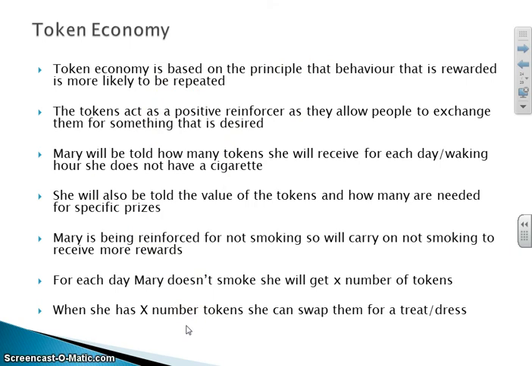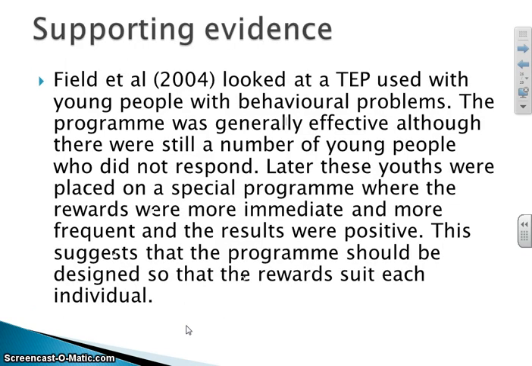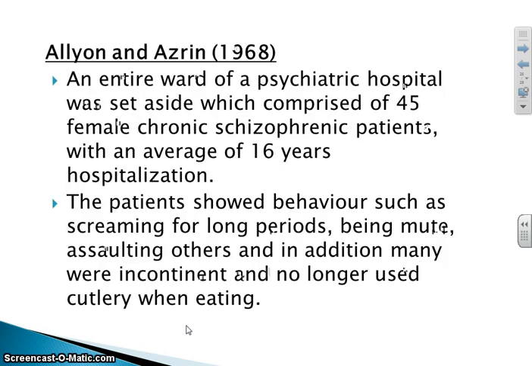I'm just going to quickly go through a couple of evaluation points. There are more. We did more in class, but just some of the supporting bits of evidence. So Field looked at token economy programs for young people with behavioural problems, youth offenders, and found that it improved their behaviour, and you can tailor it to individuals. So 2 strengths out of that. You can have different rewards, different behaviours that you're looking for each person in a class or each person in a young offenders institute, so you are helping that individual person.